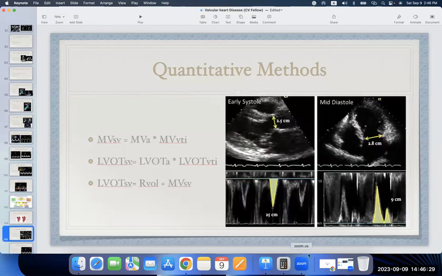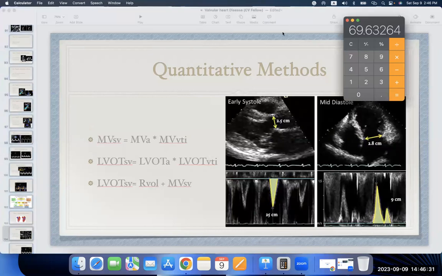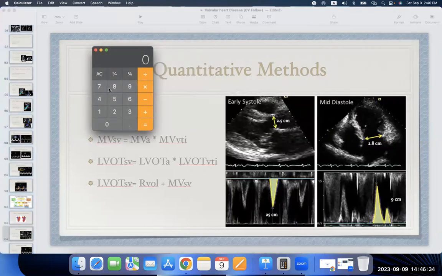Just to show you how to do it, because we have time to do it quickly. Let's say that first we're going to quantify the mitral annulus stroke volume. We have the diameter 2.8, and then I will divide it by 2 to get the radius, and then I'm going to square it, so multiply it by itself, and then multiply it by pi, 3.14. This will give me the area, and then I will multiply the area by the mitral valve VTI.